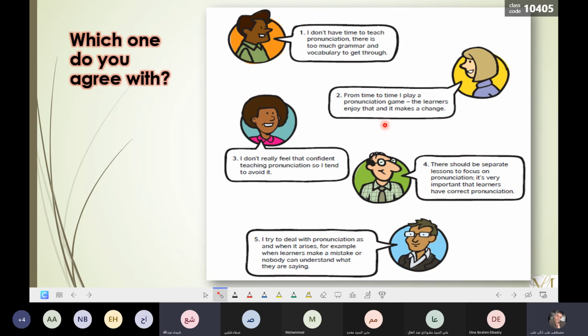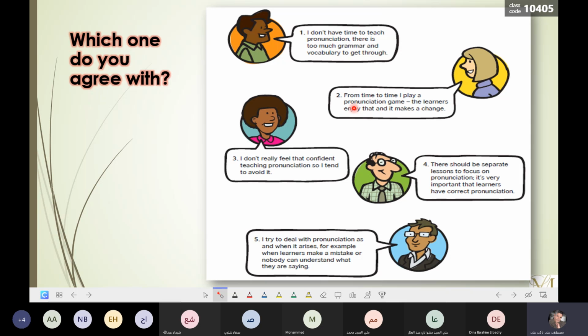We shouldn't need students to make mistakes before we teach them pronunciation. We have to give it time, or if we don't have enough time, we should use it during our explanation for the lessons.